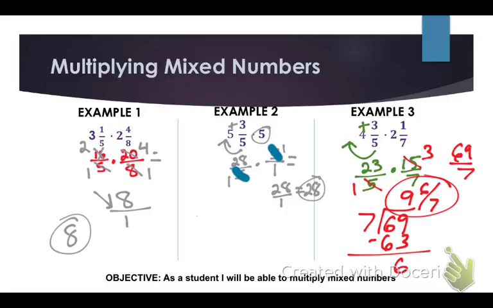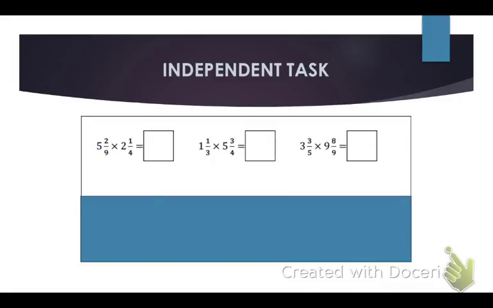Those are our 3 examples. Right now, I want you to do these 3 as an independent task. Pause the video. I mean it. Pause it. And we're going to do them in just a second. So pause the video. Come on, pause it. All right, do these. You can do these on your graphic organizer or in the 3 boxes that it says. Pause it. All right, I'm back.